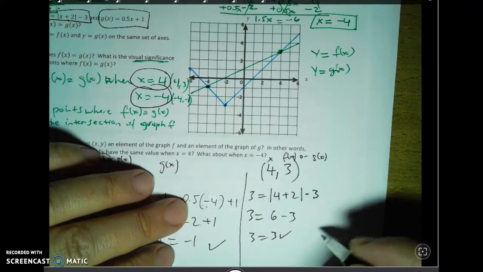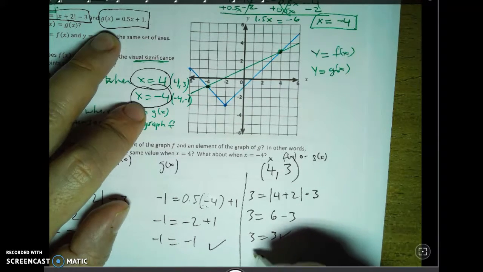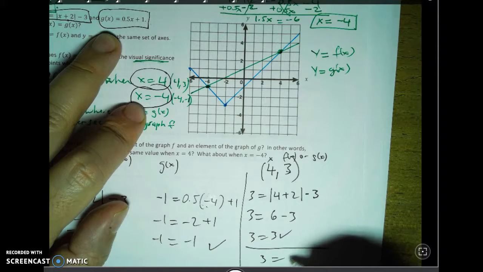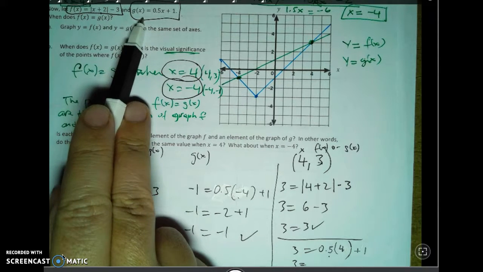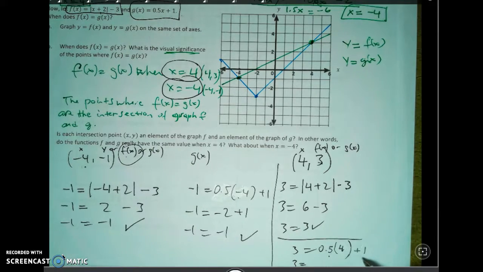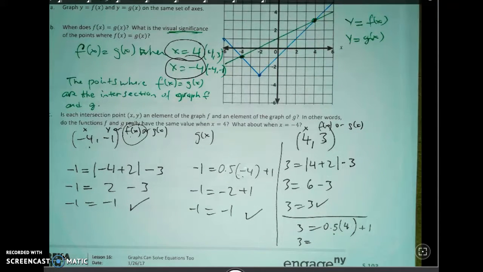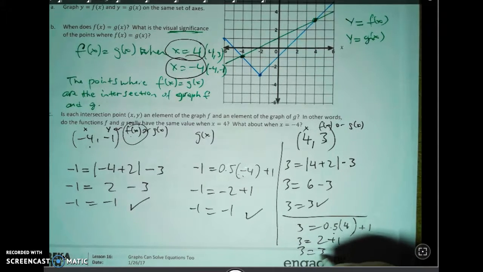And the last one, g of x. So we're going to have 3 for g of x, right? This 3 equals 0.5 times x, but in this case x is 4, so I plug in 4 for x. Remember, we're using the g of x formula, which is 0.5 times x plus 1. So I end up with 3 equals 0.5 times 4 is 2, plus 1 equals 3. So 3 equals 3, and it checks again.